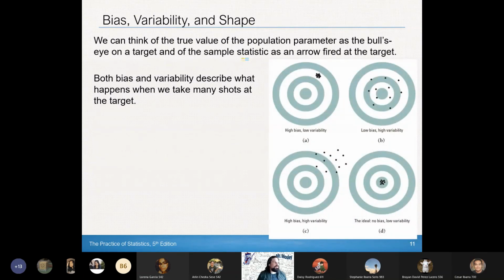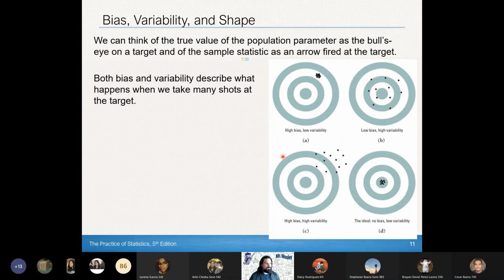So then we get to bias, variability, and shape. We can think of the true value of the population parameter as the bullseye on a target, and of the sample statistic as an arrow fired at the target. Both bias and variability describe what happens when we take many shots at the target.